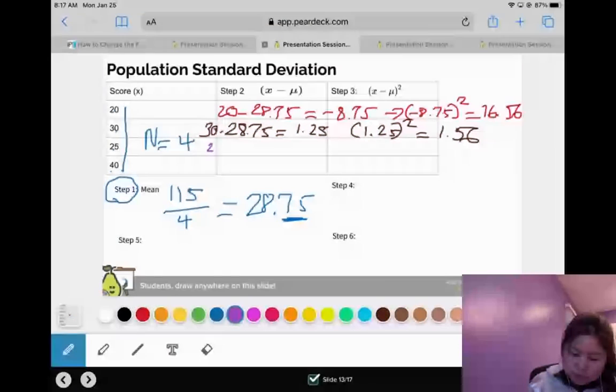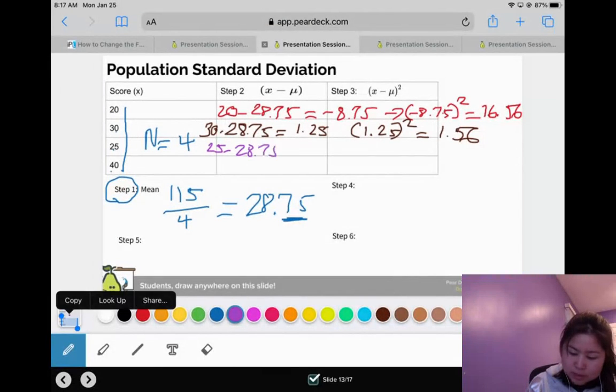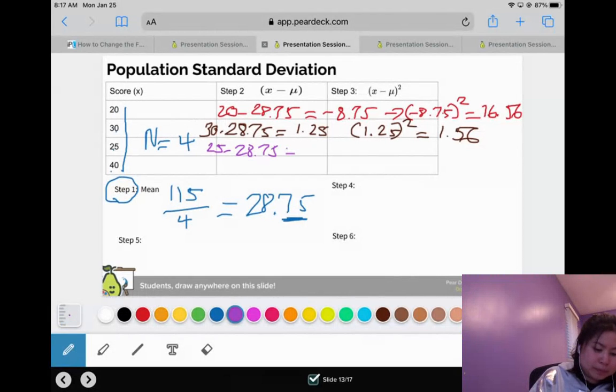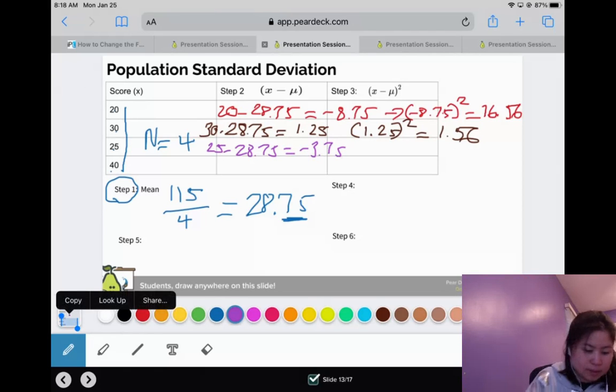Okay, I'm doing the next one. 25 minus 28.75. Oops, negative 3.75. I know this. Some of you already know what to do. Then that is great. Just do what you need to do. If you don't know, and if you want to review, stay with me. Okay, so this will give me negative 3.75, and if I square it, that gives me 14.06.